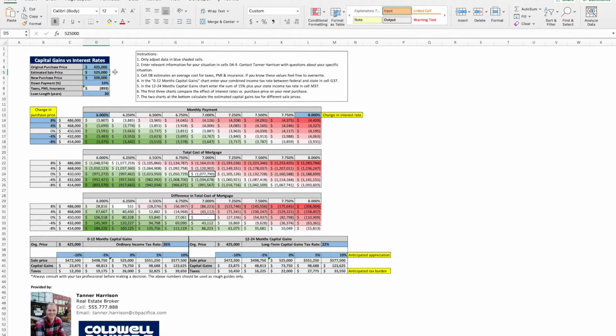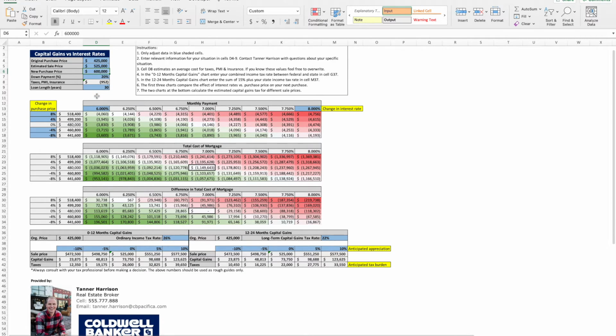Next is the anticipated sale amount, which we will use to calculate the capital gains later on. Below that is the anticipated purchase price of the new house, along with the down payment and loan length. You'll see there is a cell for taxes, PMI, and insurance. I've included a formula that can be used as a baseline, but I've left it unlocked in case these values are known so you can input them directly. This is a cell that I would advise locking before sending to a client.